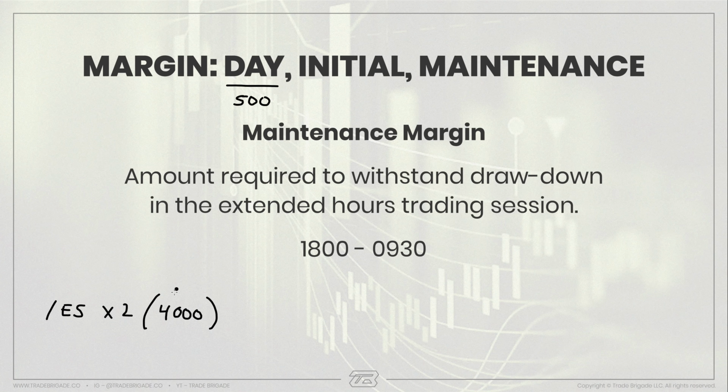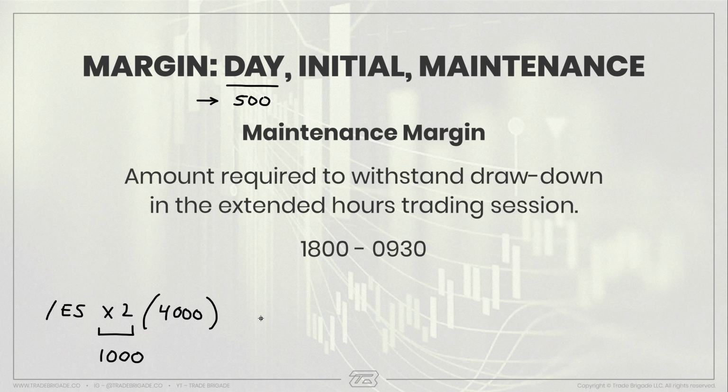Okay, so in order to initiate this position during the day time frame, remember between 9:30 and 4:30 in the afternoon, it would cost us how much money? Well, we're looking to buy two contracts here, and $500 is the initial day margin amount. So it would cost $1,000 to get involved in two ES contracts here because day margin is $500 per contract.